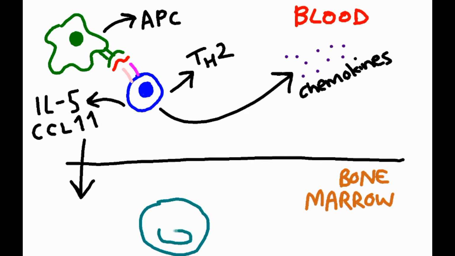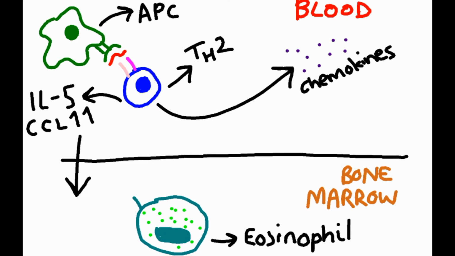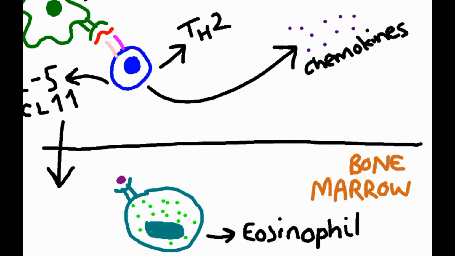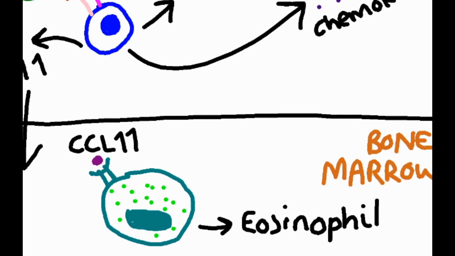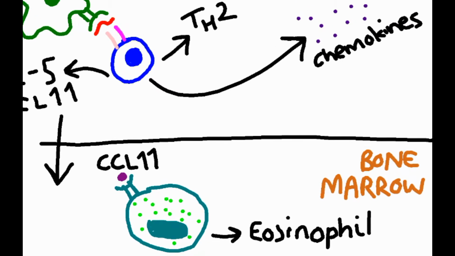Eosinophils are relatively rare in the blood of a non-parasite infected individual due to the toxicity of their granules and therefore their ability to harm the host. Chemokine CCL11 will bind to the CCR3 receptor on the eosinophils in the bone marrow. This will lead to their migration into the bloodstream.